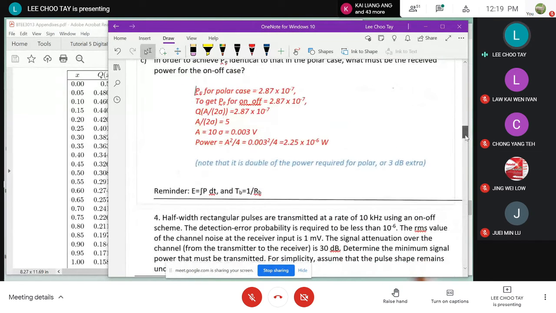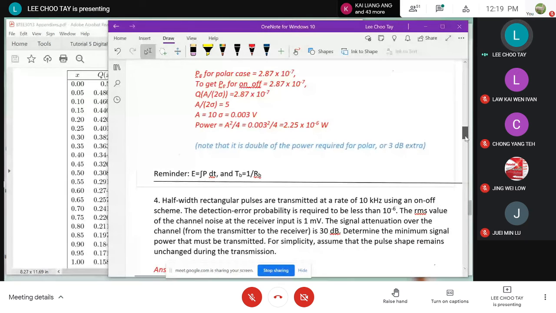All right, so let's move on to question 4. For question 4, we again have half-wave rectangular pulses transmitted at the rate of 10 kilohertz using an on-off scheme. The detection error probability is required to be less than 10 to the power of minus 6. The RMS value of the channel noise is 1 millivolt. Signal attenuation over the channel from transmitter to receiver is 30 dB. Determine the minimum signal power that must be transmitted. For simplicity, assume the pulse shape remains unchanged during the transmission.